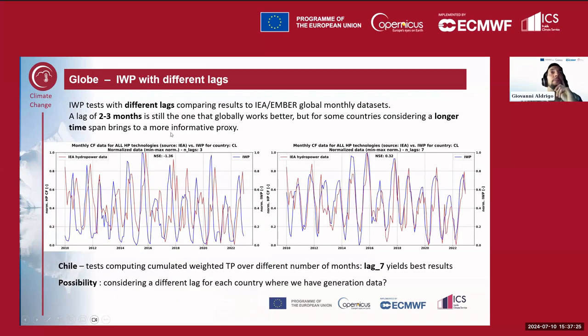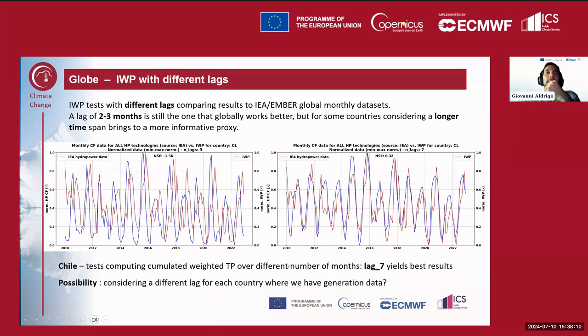However, this 2 to 3 months was kept because it was the one working better globally. But for some countries, we are considering longer time spans on which to accumulate precipitation in order to bring a more informative proxy. So this is just an example for Chile. And here again, you see the proxy in blue and in red, the generation time series. So you see there's a shift here, which can be adjusted if we consider a different number of months on which we can accumulate precipitation.